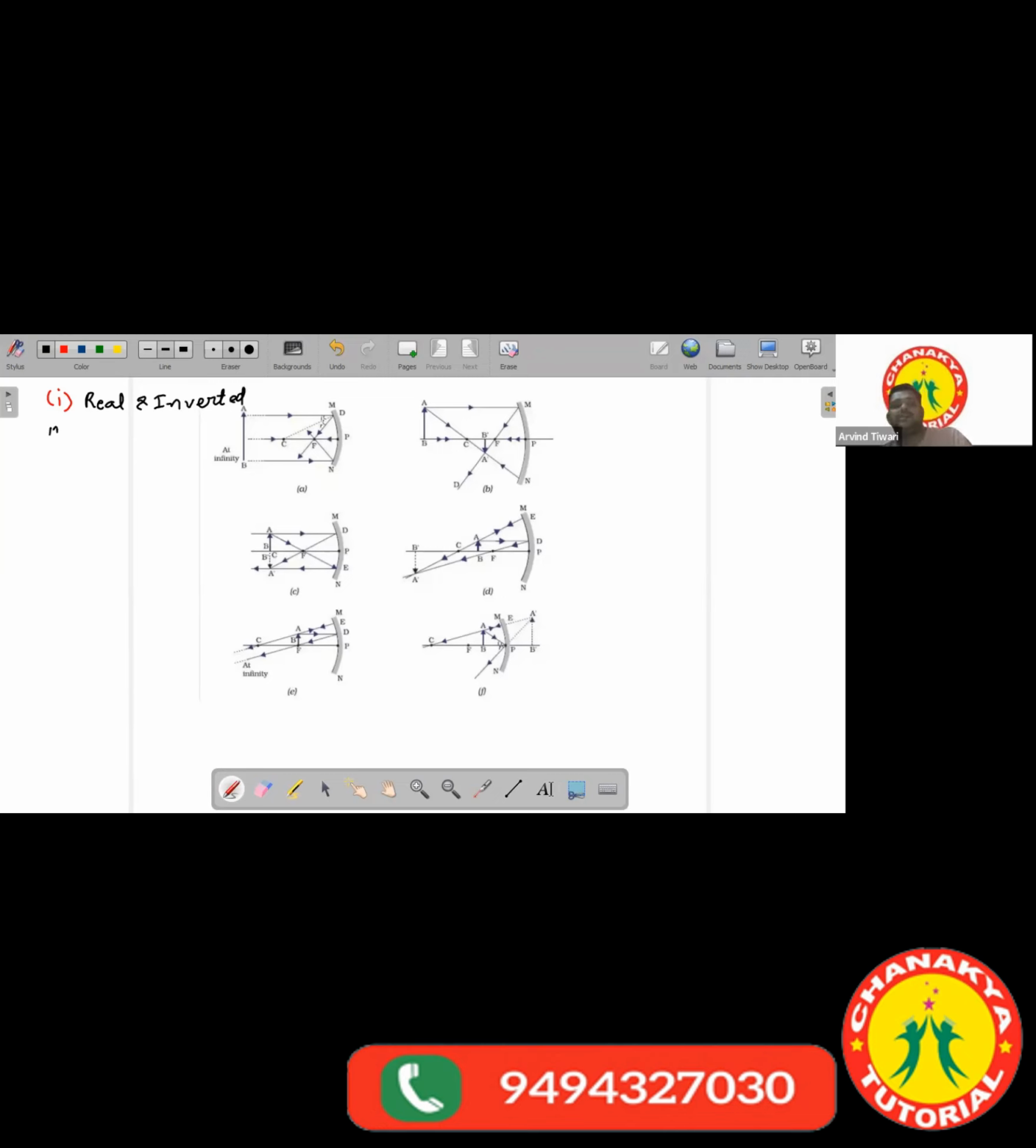Also, the second characteristic: in the first characteristic, we stated the nature of the image. Then secondly, we give its position. We observe that all the light rays are meeting each other at focus. So the image is formed at F or focus. Then about the size of the image, we will observe the size of the image to be very small or highly diminished.